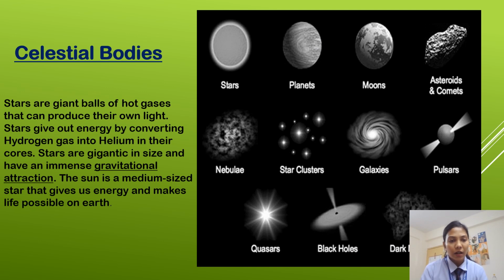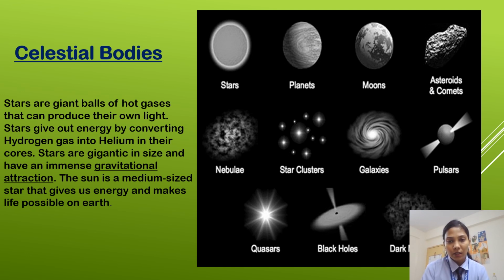Celestial bodies are giant balls of hot gases that can produce their own light. So they have their own light. Okay, the star gives out energy by converting hydrogen gas into helium in their cores. Okay, so the celestial bodies are, for example, the stars, planets, moon, asteroids, comets.